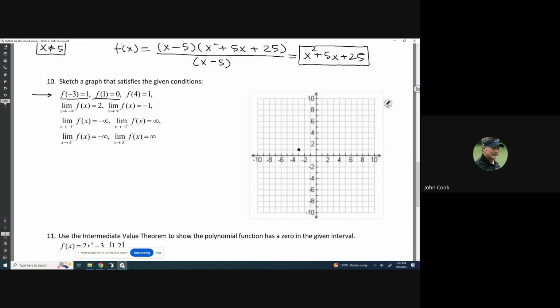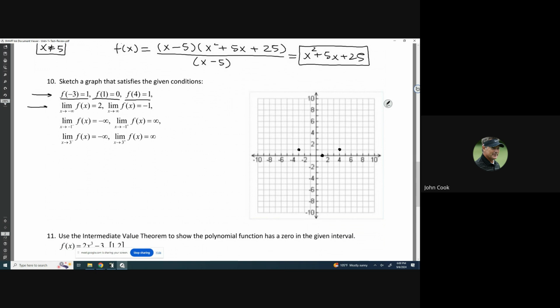Another one is 1, 0. So when I go over to 1, 0 is one of the values. So I have a 0 right there. F of 4 is equal to 1. So that means when x is 4, y is going to be equal to 1. So there's another point right there. And that's it. So those are all coordinates. Then we got some limits.